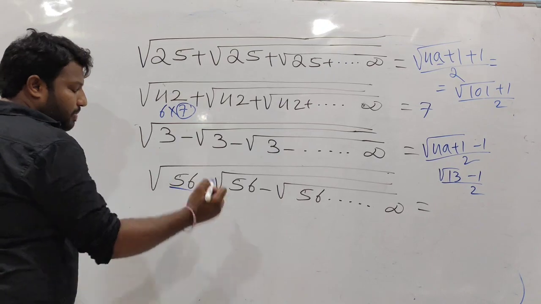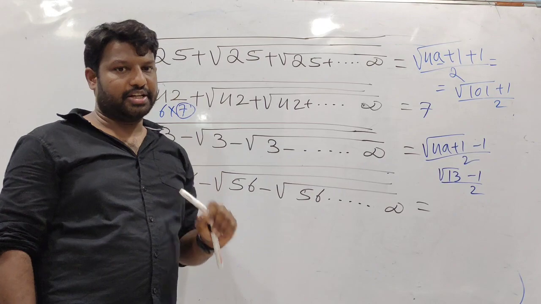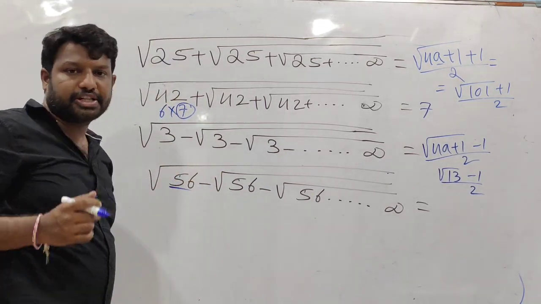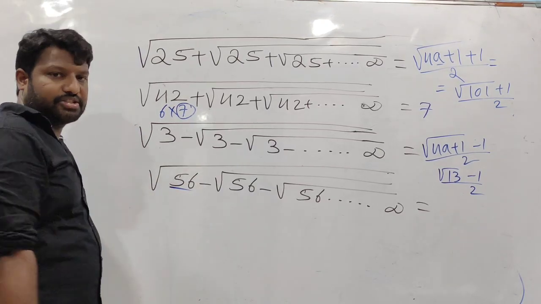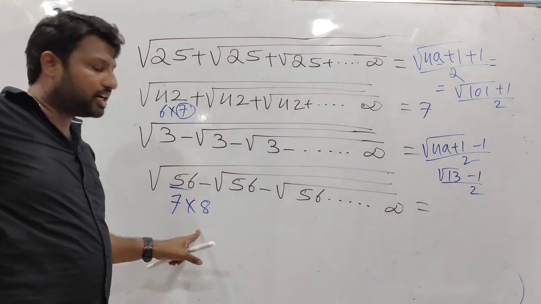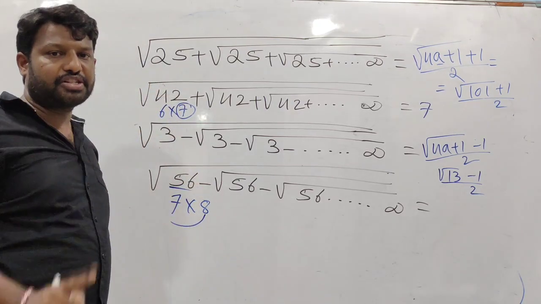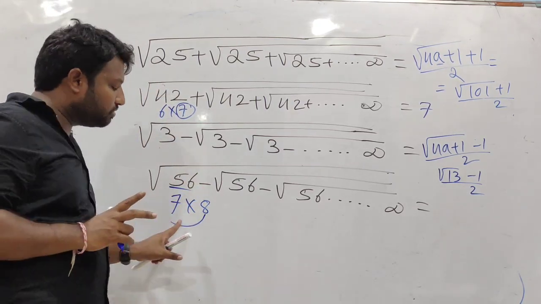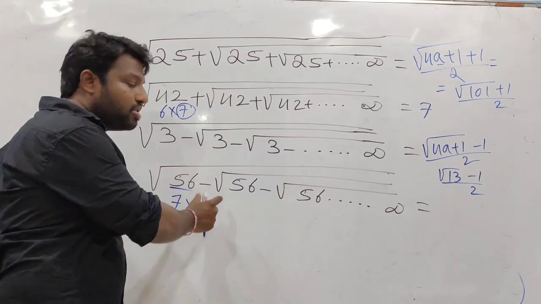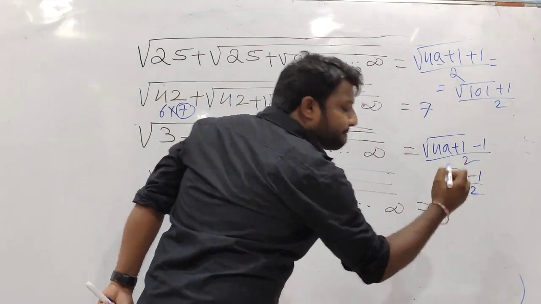Now see this, the next problem: root 56 minus root 56 minus root 56 and so on up to infinity. This is the question they have given. Let me see whether I can express 56 as a product of two terms whose difference is 1. I can write 56 as 7 into 8. 7 8s are 56. The difference between them is 1. If I express 56 as a product of two terms whose difference is 1, then if all are plus, the answer is the larger value. If all are minus, the answer is the smaller value. So the smaller value, the answer, is nothing but 7. Okay?